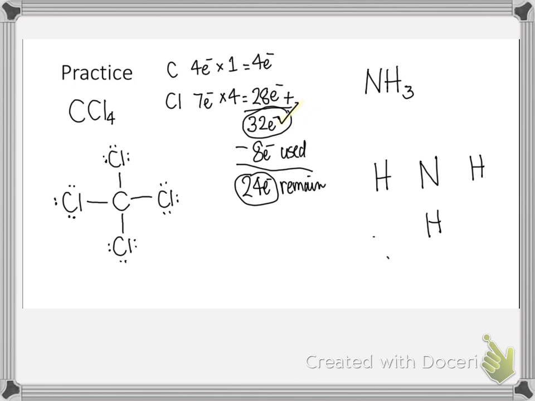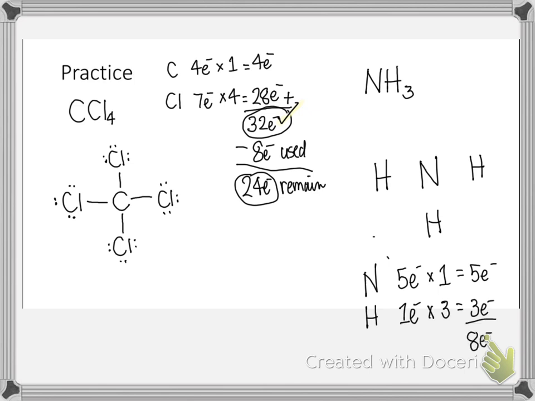And if you put one of the hydrogens on the top instead of the bottom or the side, that is okay. Then before I get going, I have to add up my valence electrons. I have nitrogen and hydrogen in this formula. Nitrogen is in group 5A, so it has 5 electrons, and there's one of them. And then hydrogen is in group 1A, so it has 1, but in this particular compound, there's 3 hydrogens, so that's 3 electrons. So now I have 8.